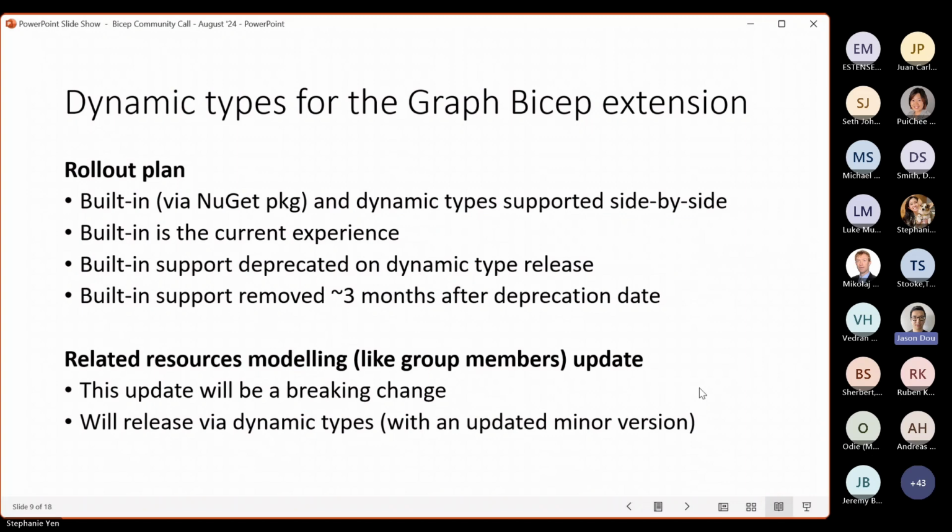Another update is on the related resource modeling, such as group members and owners relationship. This update requires a model change in the Graph Bicep type, so it will be a breaking change. And we will release this change via dynamic types with an updated minor version.